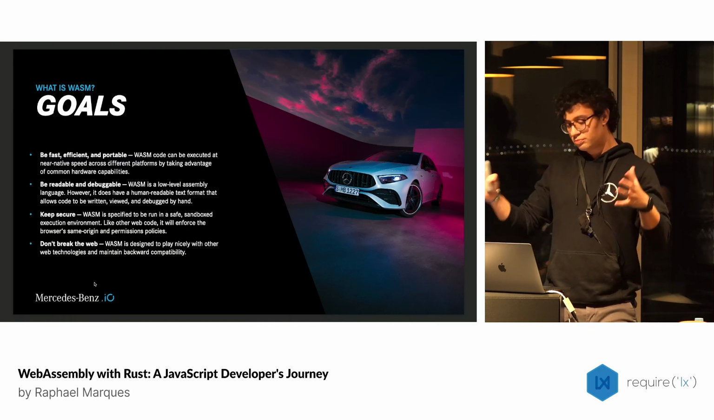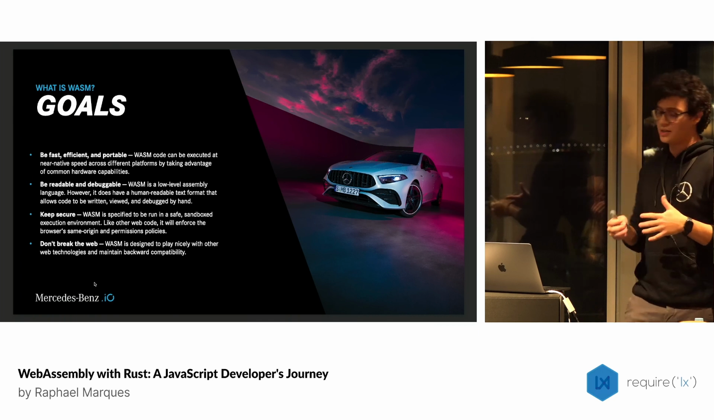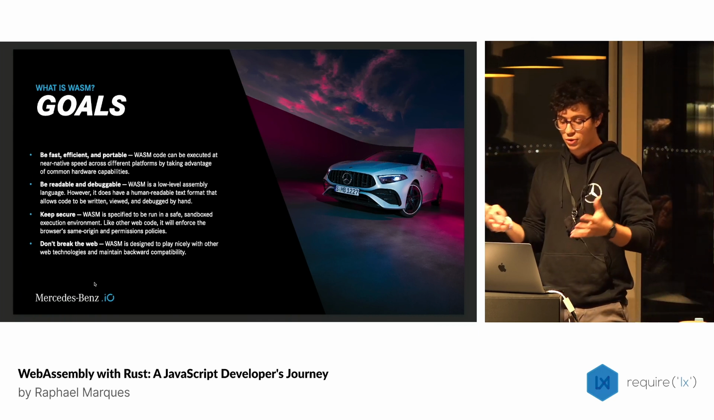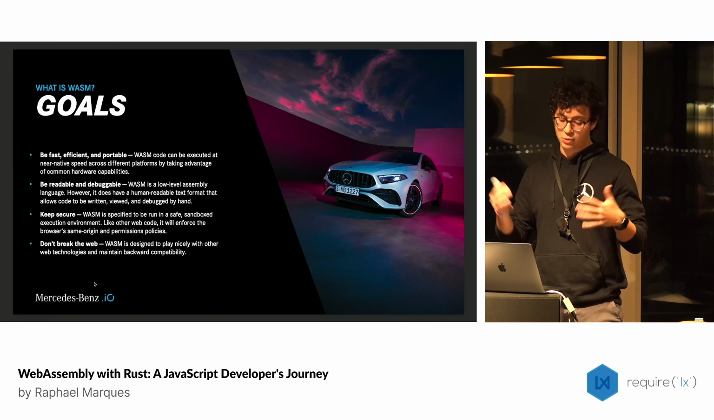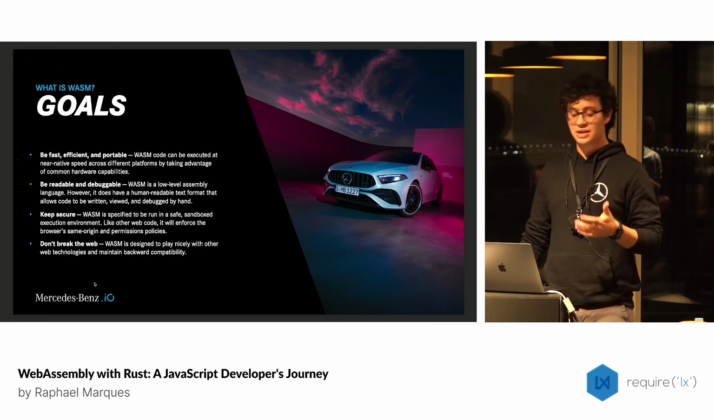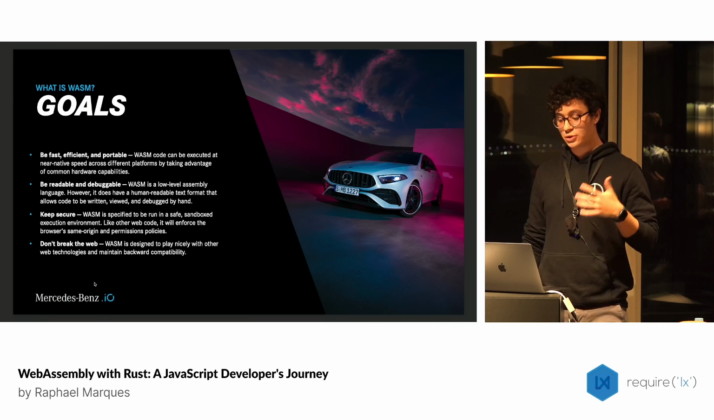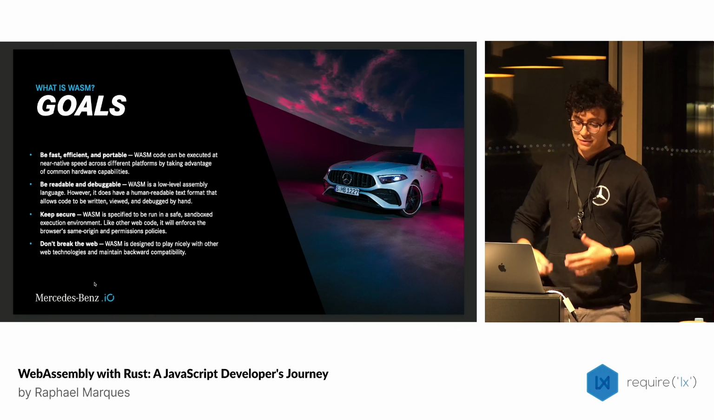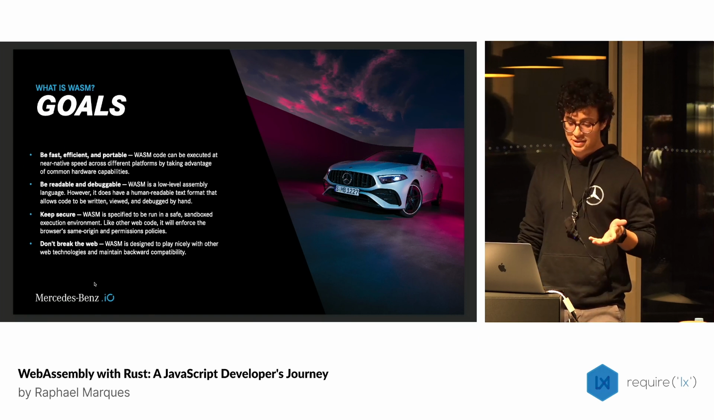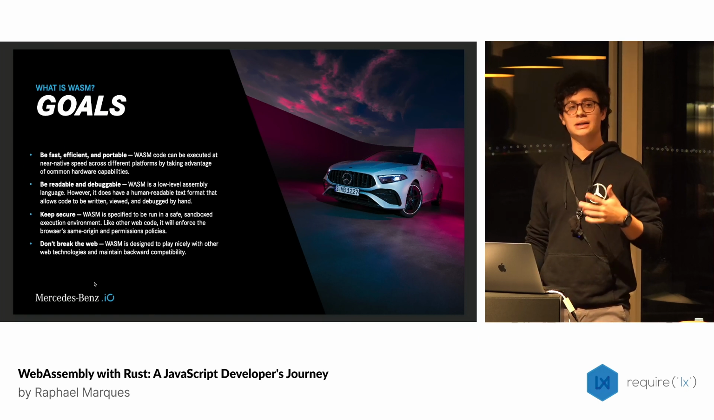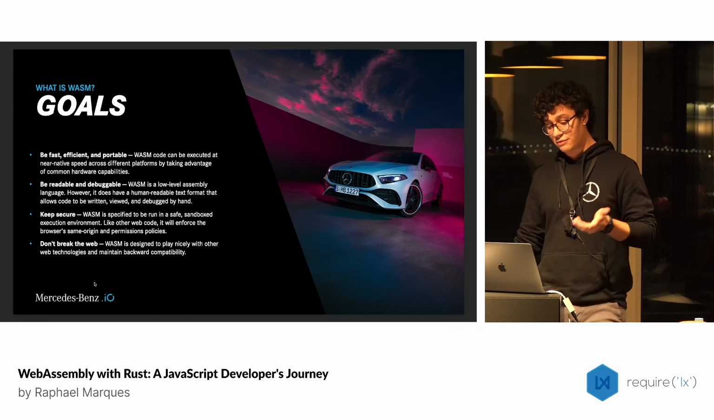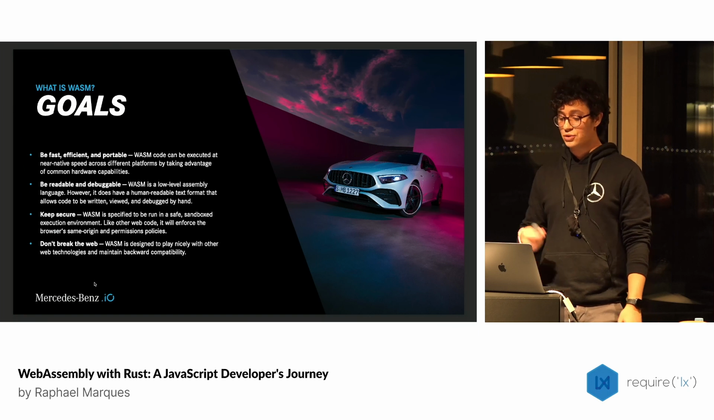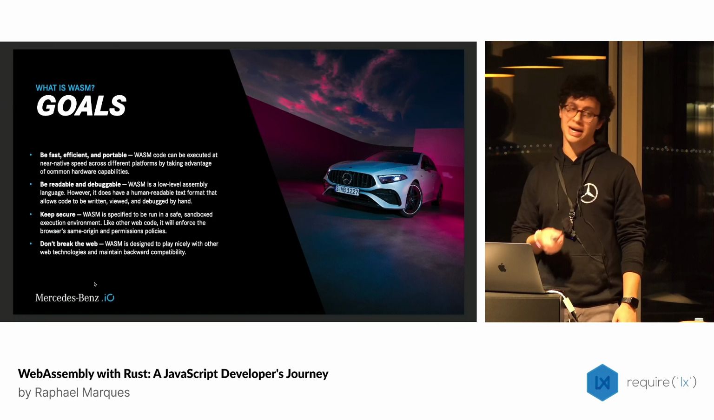So we know a little bit of what WebAssembly is and what its goals are. I brought 4 of the goals here, which are basically defined by WebAssembly. The first one is be fast, efficient, and portable. WebAssembly code can be executed at near native speed across different platforms by taking advantage of common hardware capabilities. The second one is be readable and debuggable. WebAssembly is a low-level assembly language. However, it does have a human-readable text format that allows code to be written, viewed, and debugged by hand.